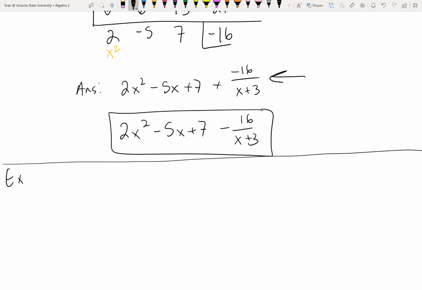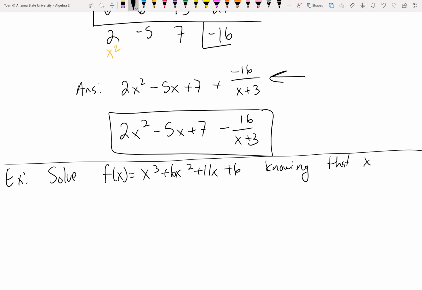For example, suppose I ask you to solve f of x equals x cubed plus 6x squared plus 11x plus 6, knowing that x plus 3 is a factor.